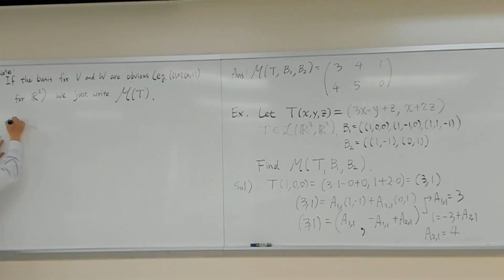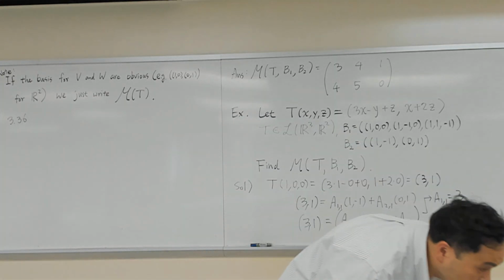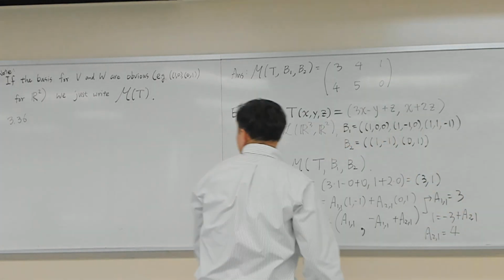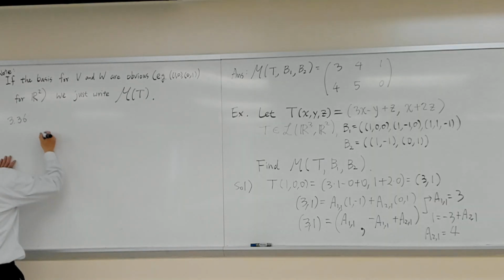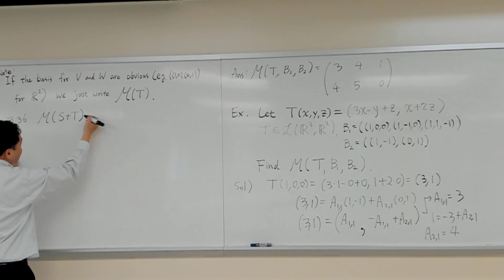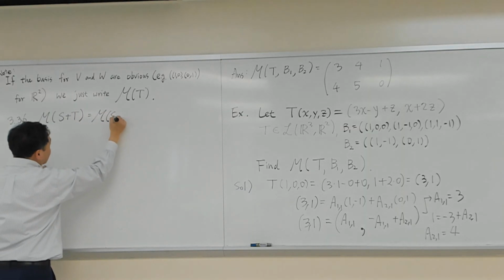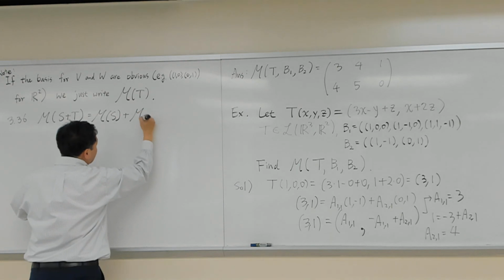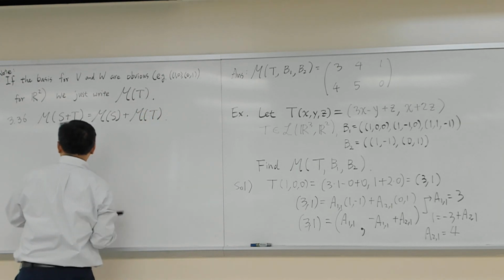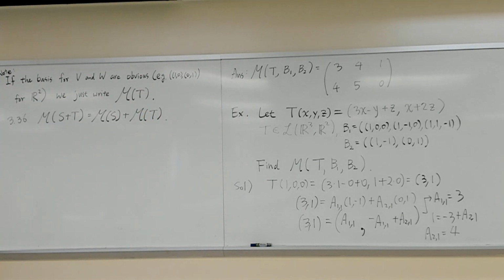And with those two conventions, we have some obvious theorems. So there's Theorem 3.36, which says that the matrix of the sum of two linear maps is the same as the matrix of S plus the matrix of T. Yeah, we learned what S plus T was for two linear maps, right? Last time.